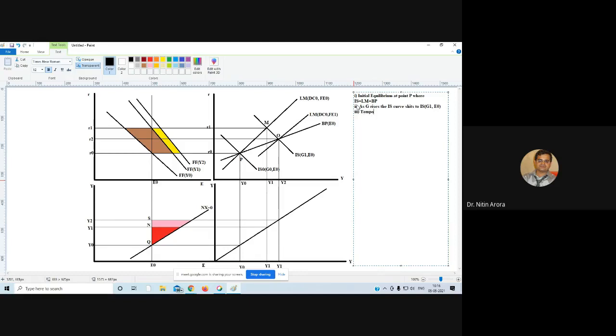Okay, temporary equilibrium is at point M. Okay, number four, at M, income has increased and the interest rate has also increased. Higher R will enhance capital inflow, and higher Y will increase import demand, and so deteriorate the current account. Okay.